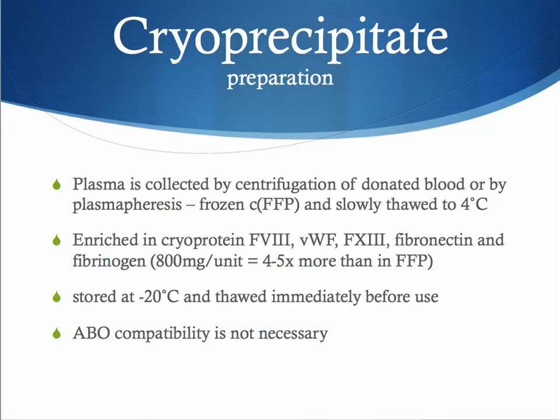Cryoprecipitate is rich in factor 8, Von Willebrand factor, factor 13, fibronectin, and most importantly, fibrinogen. Instead of the 180 milligram per unit, here we have 800 milligram per unit. It's 4 to 5 times more than you find in FFP. It's stored at minus 20 degrees, also takes a lot of time to be thawed. We can't just put it in a microwave, and it has to be used pretty shortly after it has been thawed. We try to have it ABO compatible to decrease the amount of alloimmunization, but it's not necessary.